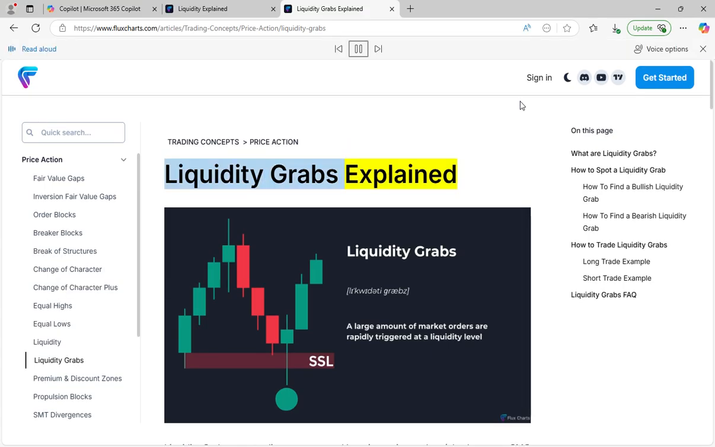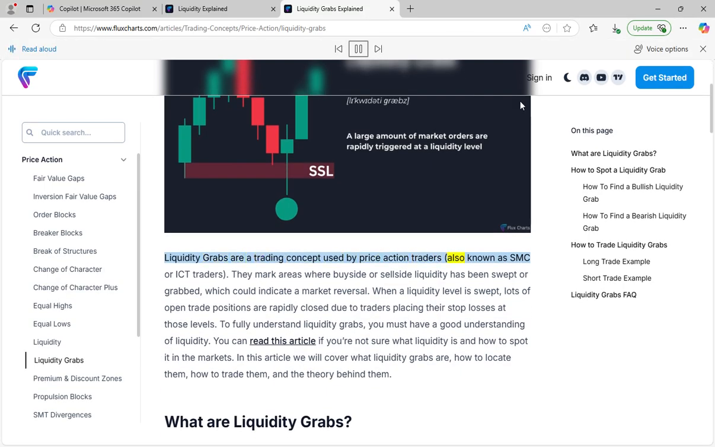Liquidity grabs explained. Liquidity grabs are a trading concept used by price action traders, also known as SMC or ICT traders. They mark areas where buy-side or sell-side liquidity has been swept or grabbed, which could indicate a market reversal. When a liquidity level is swept, lots of open trade positions are rapidly closed due to traders placing their stop losses at those levels. To fully understand liquidity grabs, you must have a good understanding of liquidity.